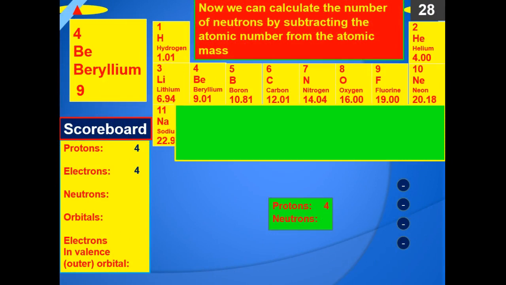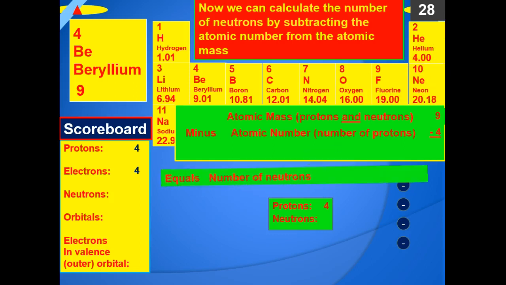So now we can calculate the number of neutrons by subtracting the atomic number from the atomic mass. The atomic mass or mass number is 9. So we have 9 protons and neutrons. We know that 4 of those are protons because that's the atomic number. Therefore the rest of them have to be neutrons, and that is 5. And so we go ahead and put that in our scoreboard, and we can also put that in our nucleus. So now our nucleus is complete. 4 protons, 5 neutrons. Now we're ready to move on to orbitals.